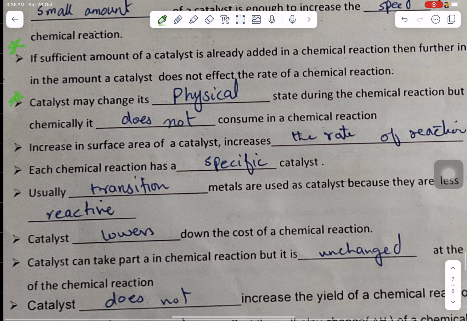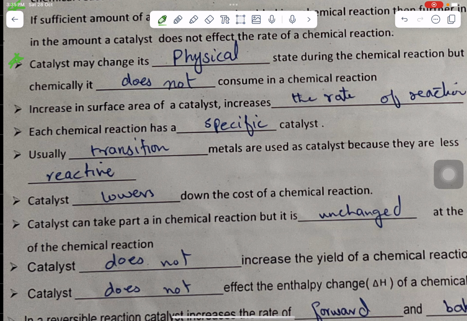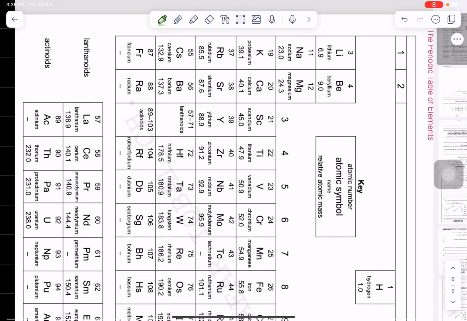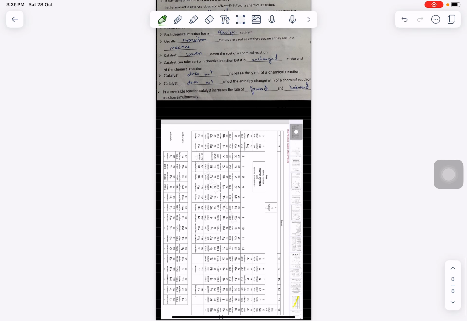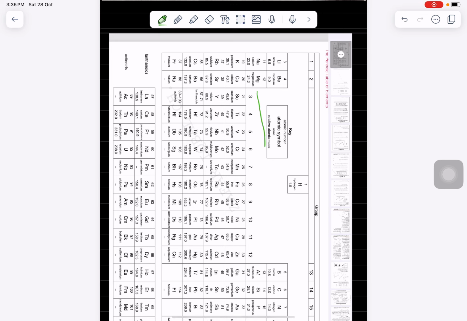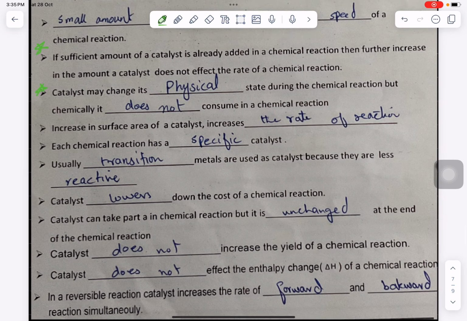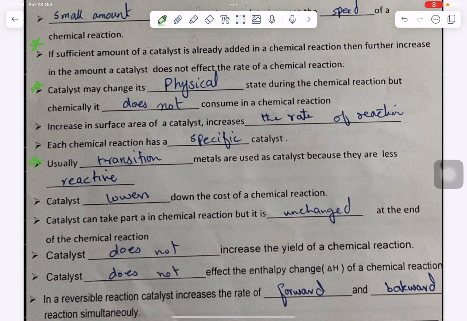And one more important point, usually transition metals are used as catalysts because they are less reactive. Okay, what are transition metals? Here I have a copy of the periodic table, and here I'm showing that these are the transition metals, and these can be used as catalysts, okay? So I hope this is clear to you, and this is also a very important point. All these points I have written over here are the most important points of the catalyst, okay? And these points cover the whole topic of the catalyst, okay?